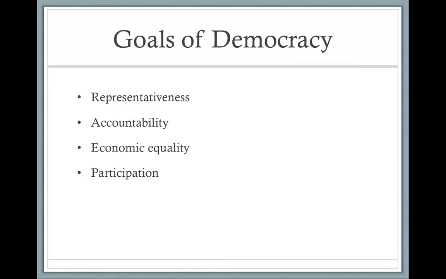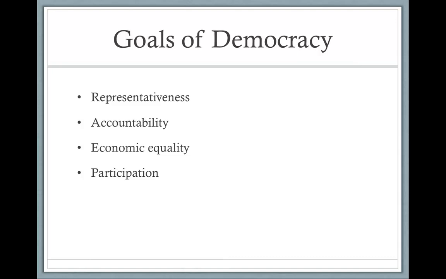So according to Liepart, there are four basic goals democracies are trying to accomplish: representativeness, accountability, economic equality, and participation. Representativeness refers to how best to address different people's demands on various issues, while still ensuring that the state's governable, which means firm leadership and effective policy making. By accountability, we're talking about rule of law, all actors within society being subject to the same rules, and that there are periodic checks on the leaders.